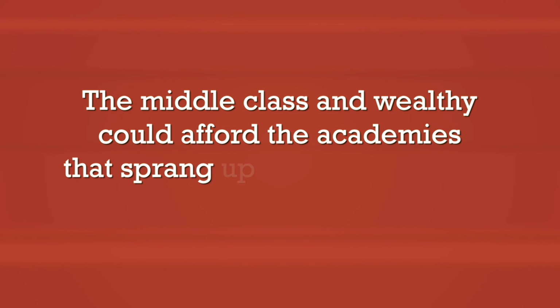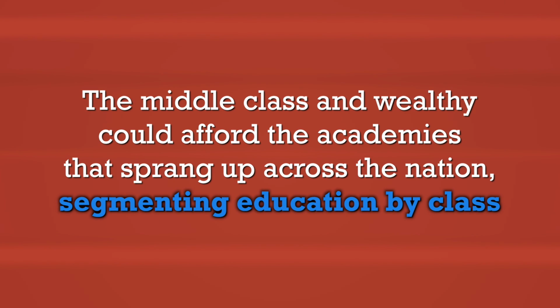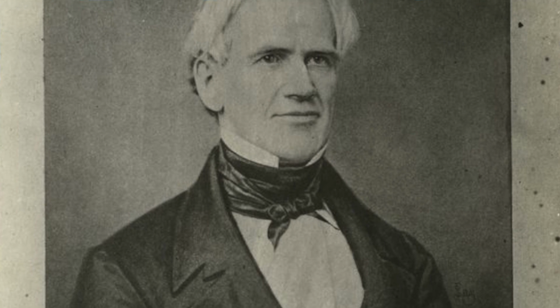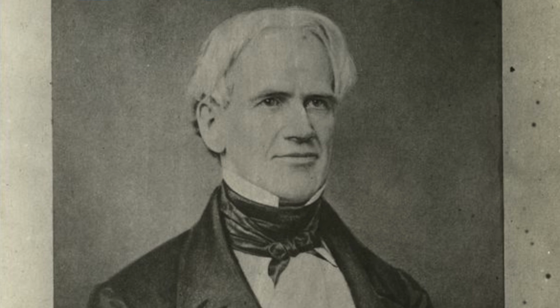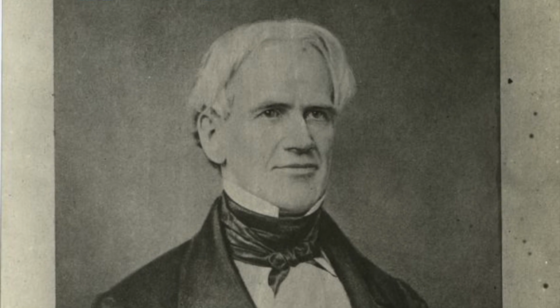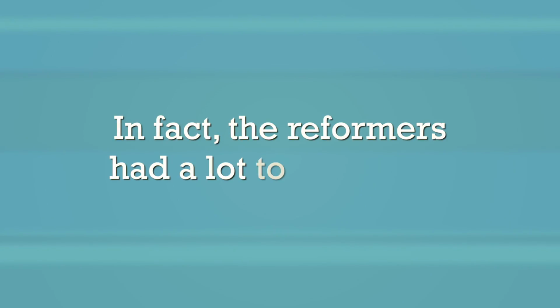The middle class and wealthy could afford the academies that sprang up across the nation, segmenting education by class. To the education reformers like Horace Mann, this did not seem like an especially propitious way to raise the next generation of American citizens. Now, I don't want to paint the portrait too bleak of American education before the Common School movement. In fact, the reformers had a lot to work with.